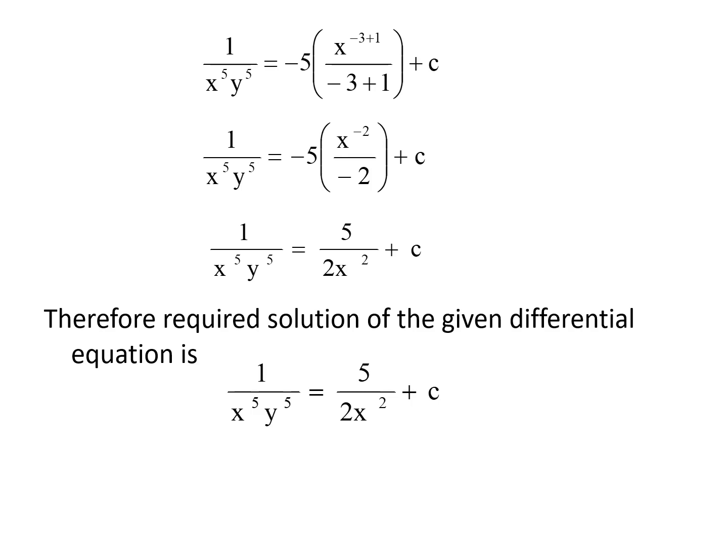Move on to the next line. 1 by x power 5 into y power 5 is equal to, here minus minus get cancelled. And x to the power of minus 2 can be written as 1 by x square. So finally we got 5 by 2 into x square plus c. Move on to the next line. Therefore, the required solution of the given differential equation is 1 by x power 5 into y power 5 is equal to 5 by 2 into x square plus c.